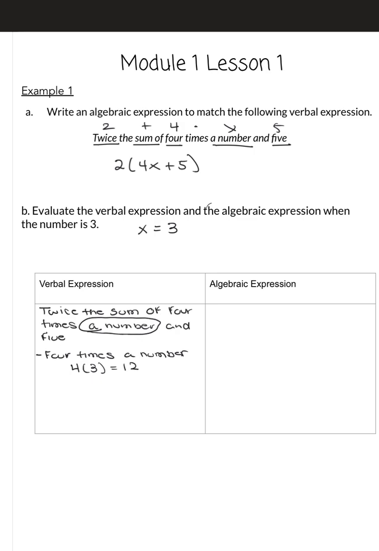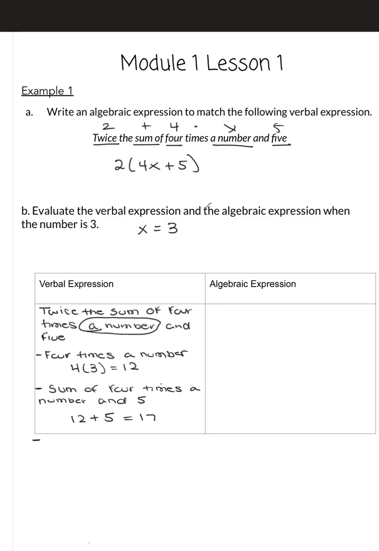All right, so we've taken care of that 4 times a number, so that's going to be 12. Now it's saying the sum of 4 times a number and 5. So now the next piece we're going to look at is the sum of 4 times a number and 5. So we found out here that 4 times a number is going to give us 12. So what we're simply going to do is take that 12 that we got from 4 times a number and add 5 to it, which is going to give us 17.